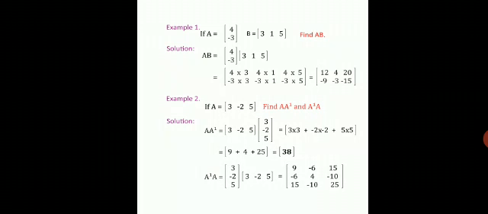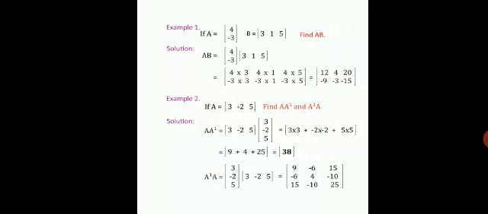That is, A into A dash is equal to, write down matrix A as it is, that is 3, minus 2, 5. And the transpose of A, the row matrix becomes a column matrix: 3, minus 2, 5. So first row with first column. Here it has only one row and one column, so we will get only one element at the end. That is 3 into 3, that is 9, plus minus 2 into minus 2, it becomes plus 4, plus 5 into 5, 25. So add them all, you will get 38.